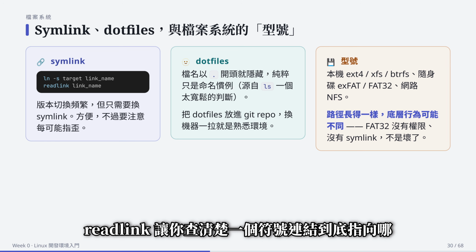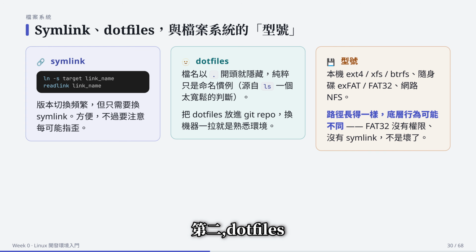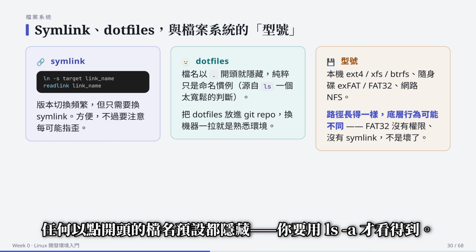readlink lets you check exactly where a symlink actually points. Second, dot files. Any file name starting with a dot is hidden by default. You need ls -a to see them.